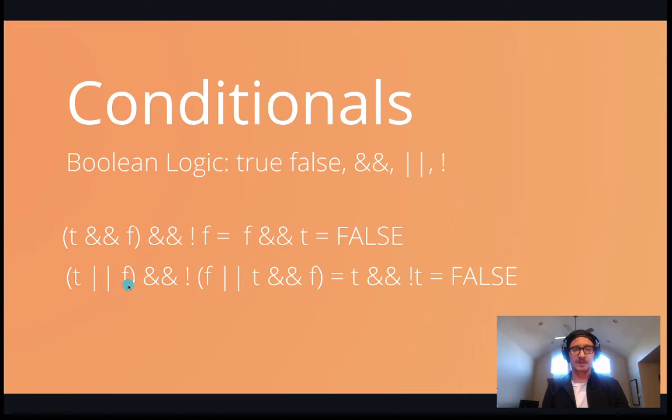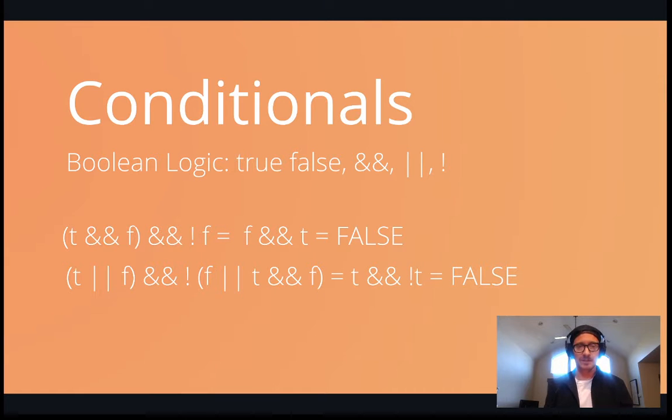If we have true or false, that is going to be true, and not. So let's look at what's inside of here. True and false, that's false. False or false is false. So this whole thing becomes true. So not true is false. So this becomes true and not true, which is equal to false.